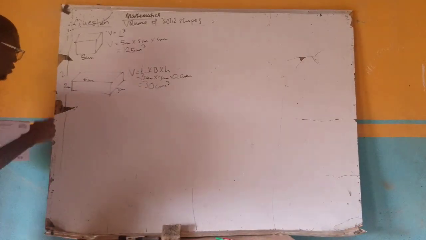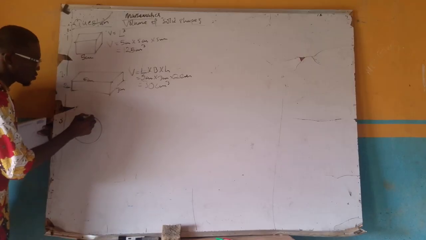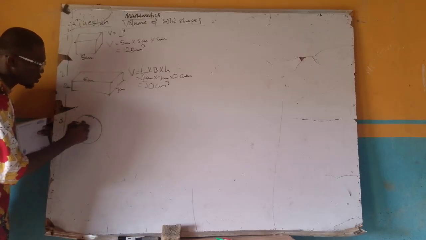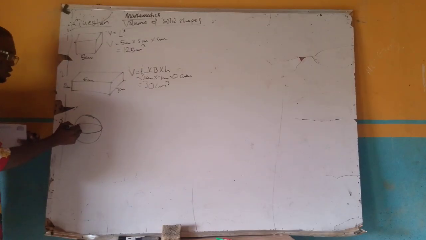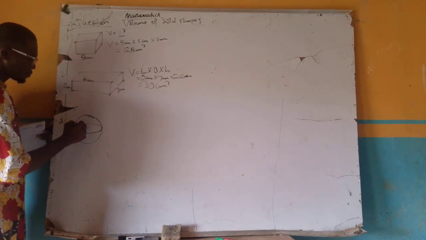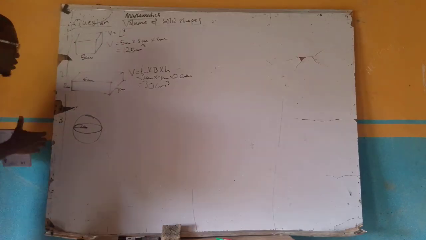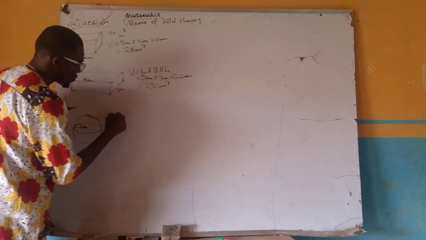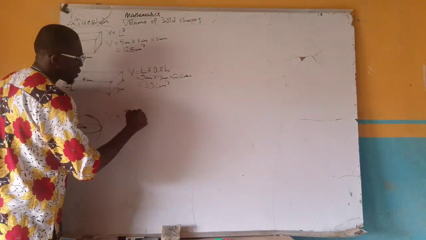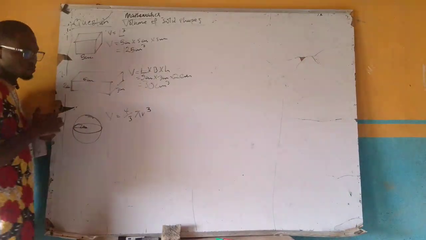We have what we call a sphere. That's number 3, a spherical shape. This is like a football. It's not long, it's not a circle, it's like a football. We have 2 centimeters here, and we have to find the volume of this shape. There's a formula for this: 4 over 3 pi r cubed.